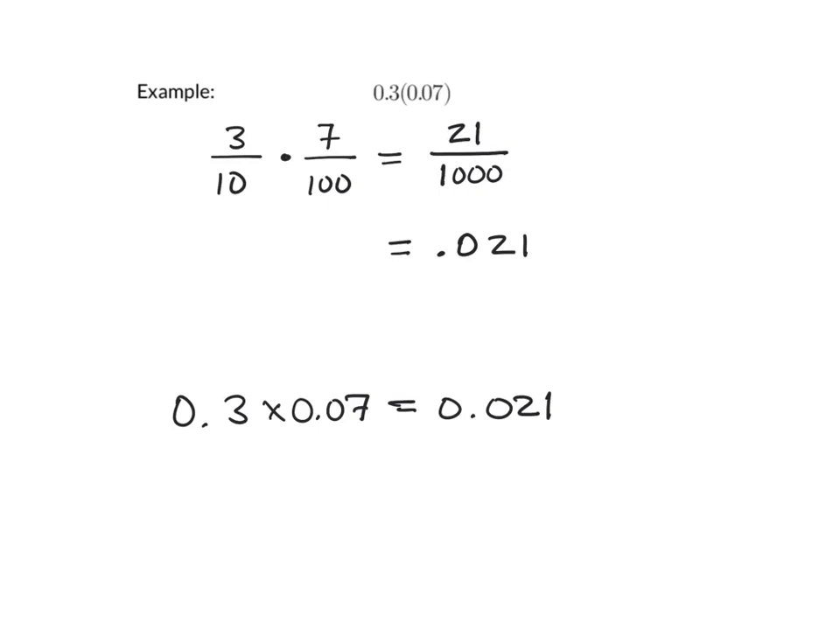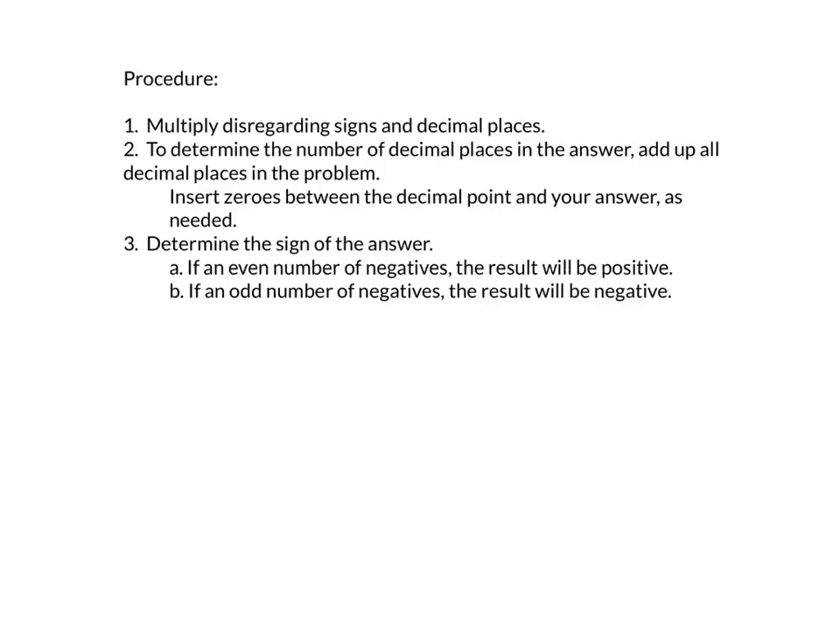Alright, so now let's go ahead and talk about our procedure. The first thing that we're going to do is multiply, disregarding signs and decimal places. To determine the number of decimal places in the answer, we're going to add up all the decimal places in the problem. We want to insert zeros between the decimal point and our answer as needed, just like we did on the previous problem. Finally, we want to determine the sign of the answer. Remember, if there is an even number of negatives, the result will be positive, and if there is an odd number of negatives, the result will be negative.